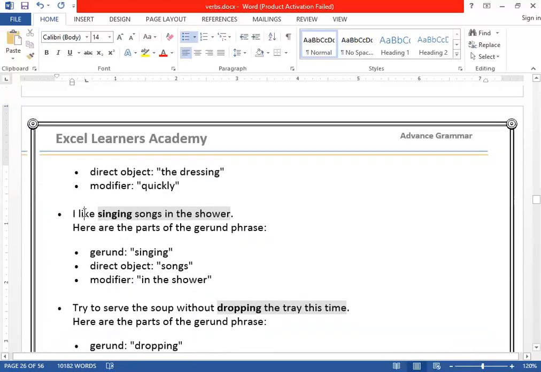For example, look here: I like singing song in the shower. Singing song in the shower. Singing is the gerund, and the words that come after it complete the gerund phrase. We call it a gerund phrase.